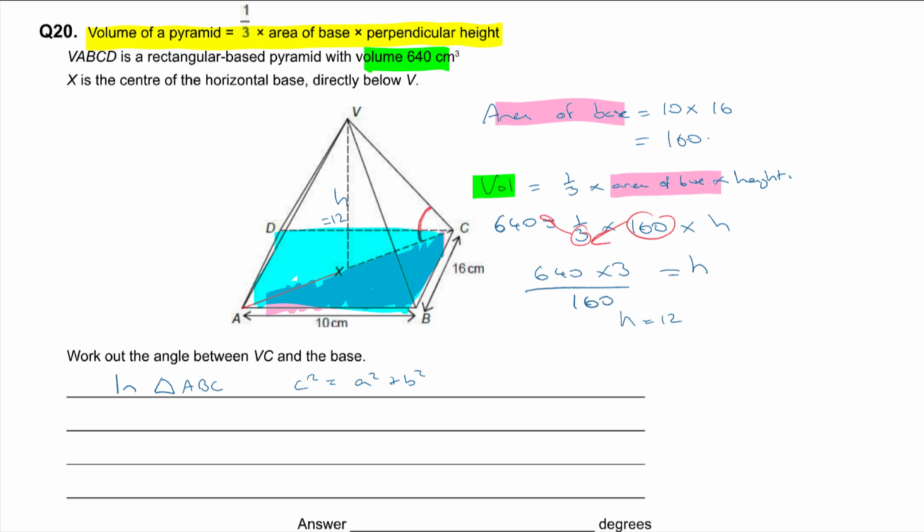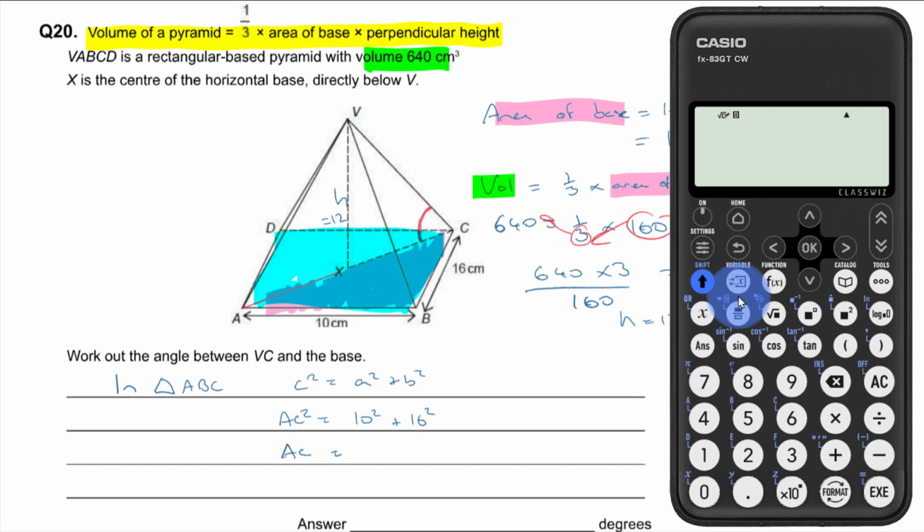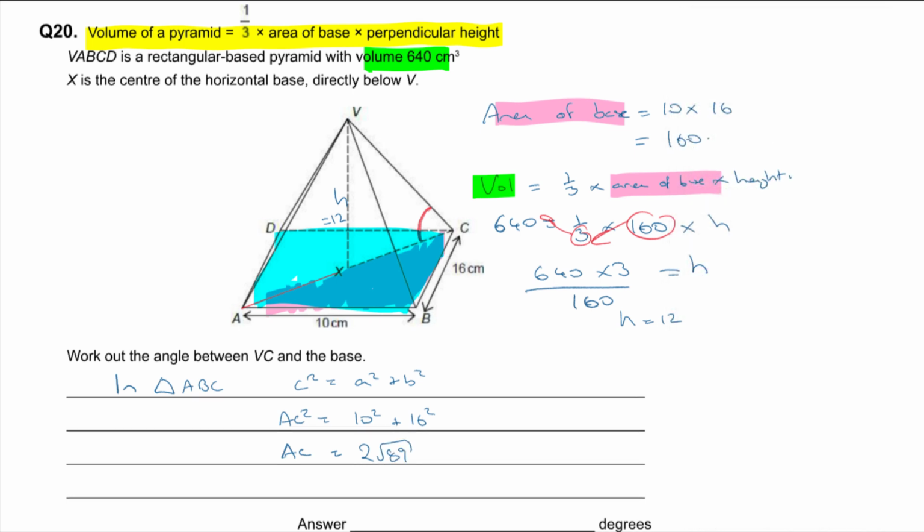So that's AC squared, isn't it? So AC squared is equal to 10 squared plus 16 squared. So then AC is going to be the root of 10 squared plus 16 squared, isn't it? So square root of 10 squared plus 16 squared. I make that 2 lots of root 89. Okay, I'm just going to leave it in root form for now.